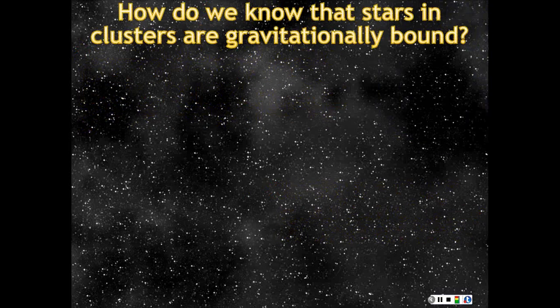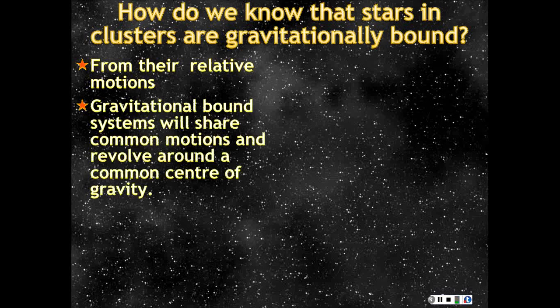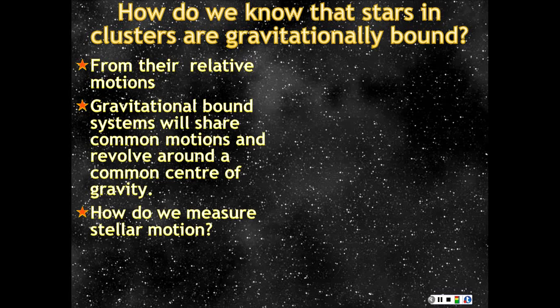How do we know that they're gravitationally bound? Well, that's a good question. Basically, we can look at their motion. So just like we can determine whether a comet is going to exit the solar system or come back around by looking at its motion, you can do the same thing with stars. You can say, oh yeah, this one is moving in a way that is consistent with being in this cluster. And so they should be moving around some sort of center of gravity, but then we have to think about how do we measure the stellar motion.